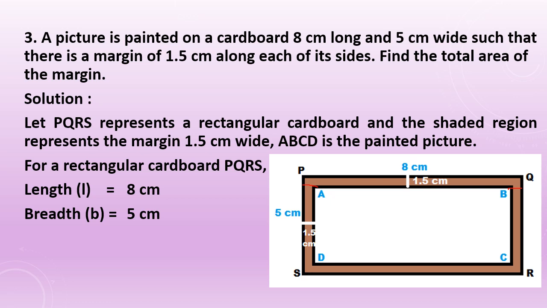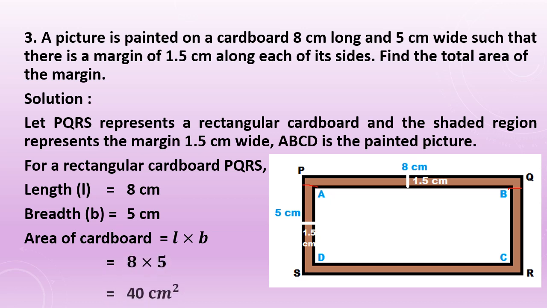Next, what do we have to find? We have to find the area. What is the formula for the area of a rectangle? L into B. So substitute the values. We get 8 into 5 equals 40 centimeters square. Next, we have to find the area of ABCD.